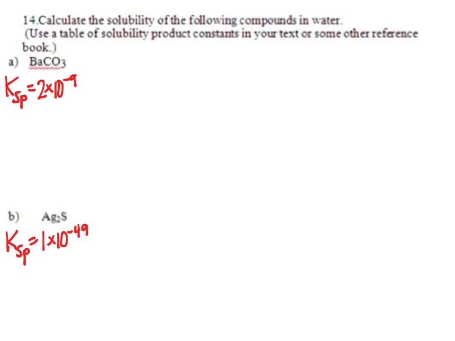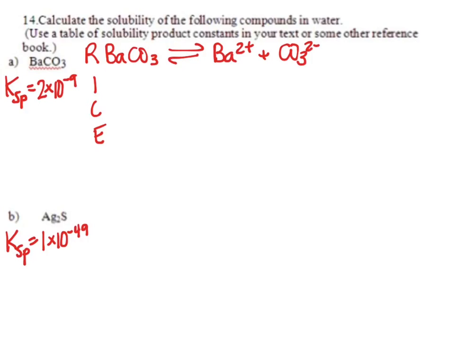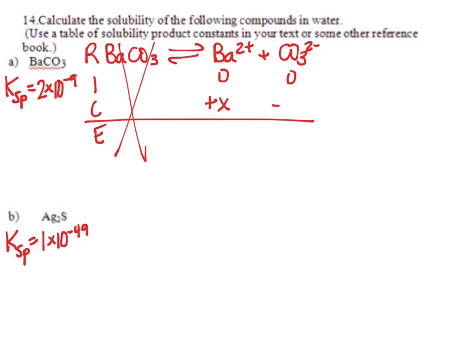So our very first step is to take barium carbonate, BaCO3, and we're sticking it in the RICE table. We break it up into its ions: Ba2+ and CO3 2-. Initially, we have nothing of barium and of carbonate. The change is going to be a plus x and a plus x. So at equilibrium it is x. So we have to go find x.